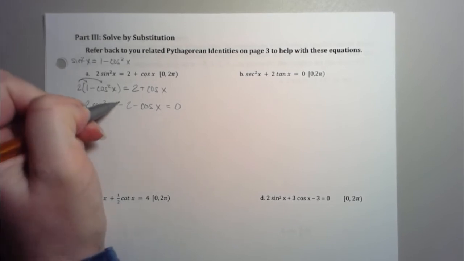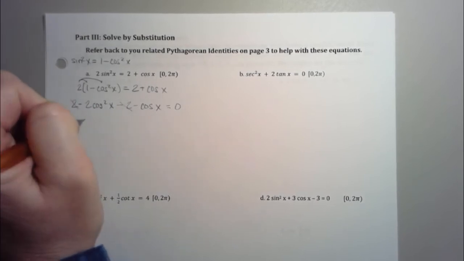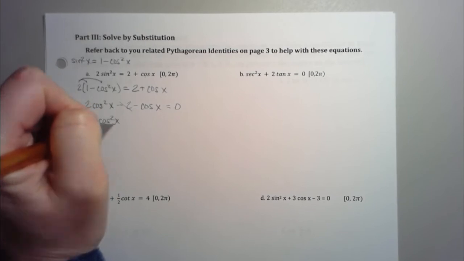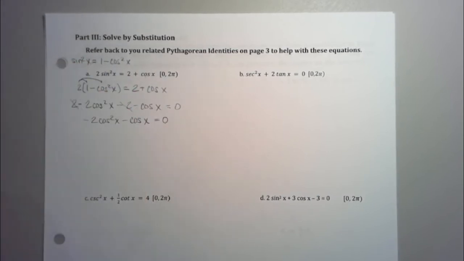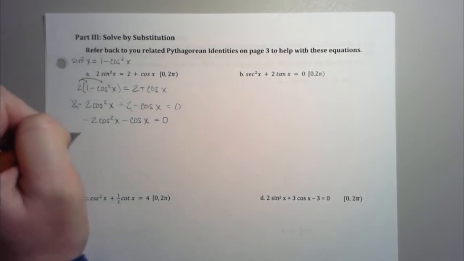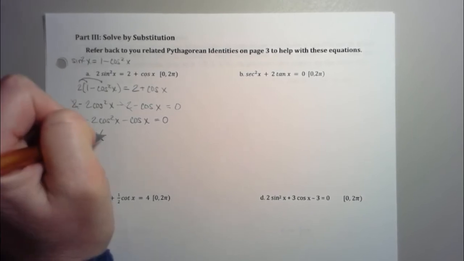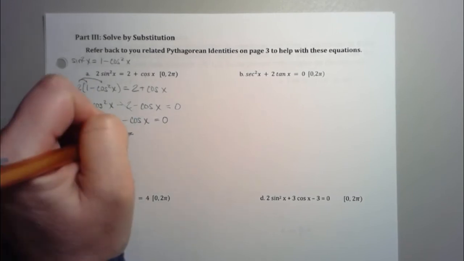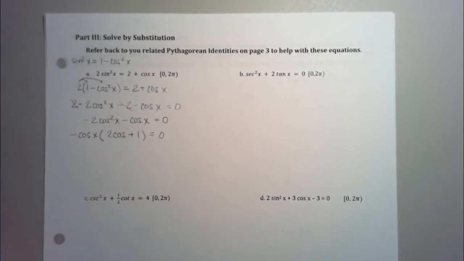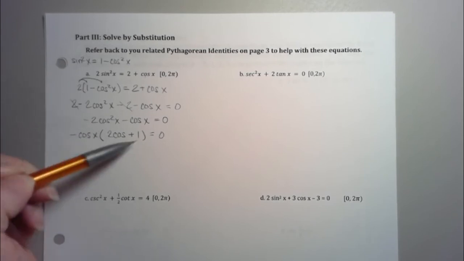So the 2 and the negative 2 are going to cancel, and we're left with negative 2 cosine squared minus cosine. So we can factor out negative cosine, and we could be left with 2 cosine plus, sorry, 1. Let me just check that I did that correctly. So we factored out a negative cosine. We were left with 2 cosine. That makes sense. Okay, perfect.